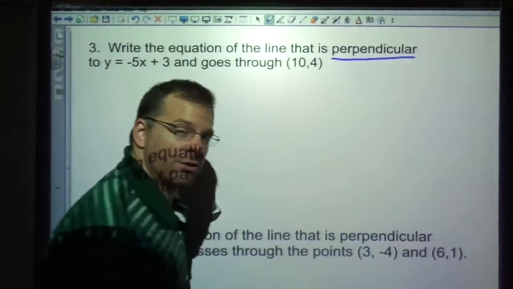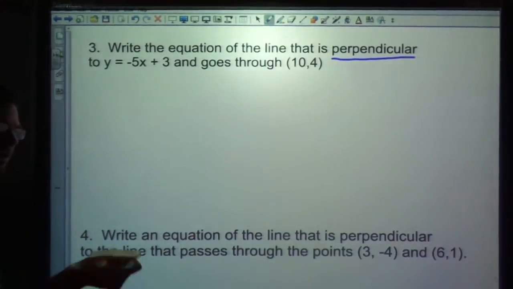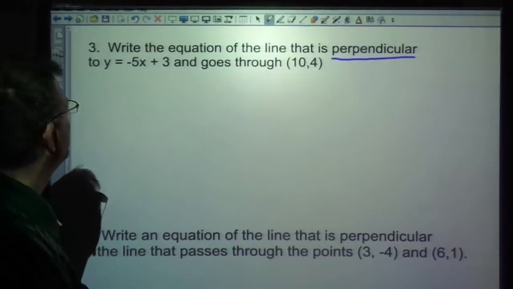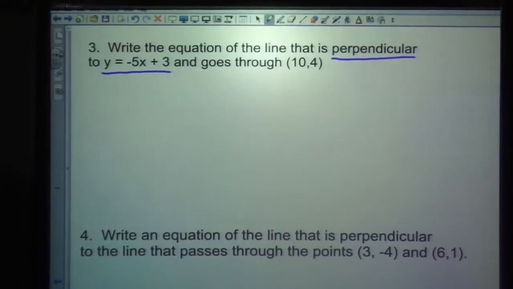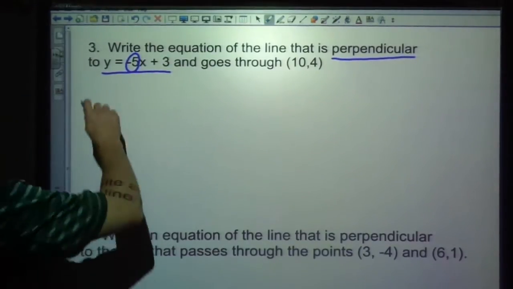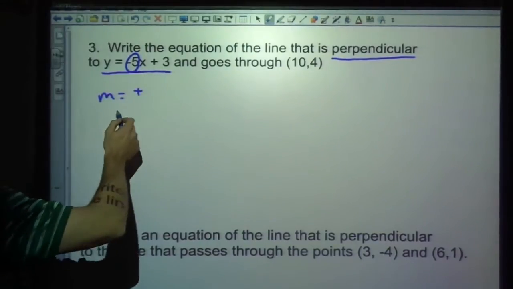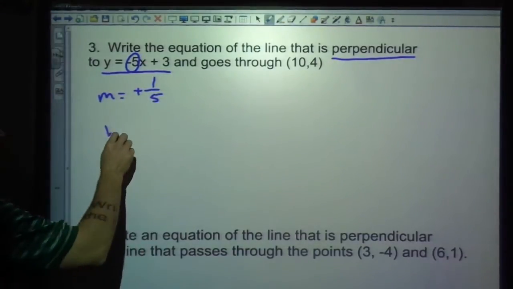Perpendicular slopes are always going to be opposite sign reciprocals. So if one's positive, the perpendicular slope is negative and vice versa. And we're always dealing with reciprocals. So if it's perpendicular to this line, that means it has a perpendicular slope that this slope has. This slope is -5. So my slope needs to be the opposite sign, so it's positive, and the reciprocal of 5, which is 1/5. Now I still need a b.